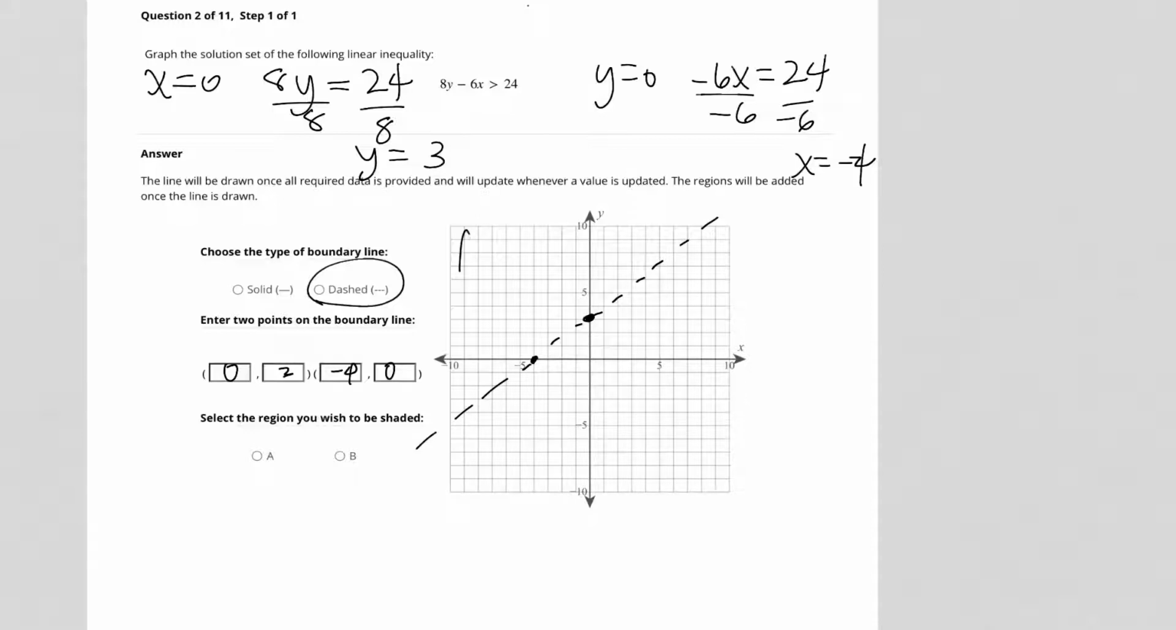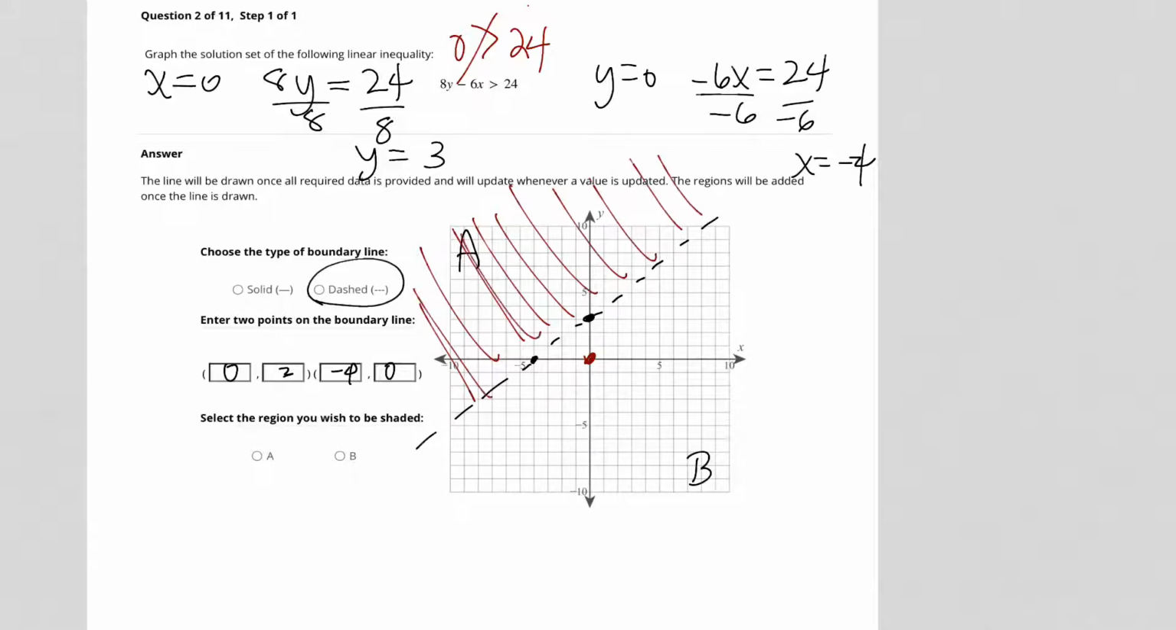And I will put A up in this corner and B down here. I'm going to test the point 0, 0. Is 0 greater than 24? The answer is no. So I will shade the half plane that is where the A is, and that's my region.